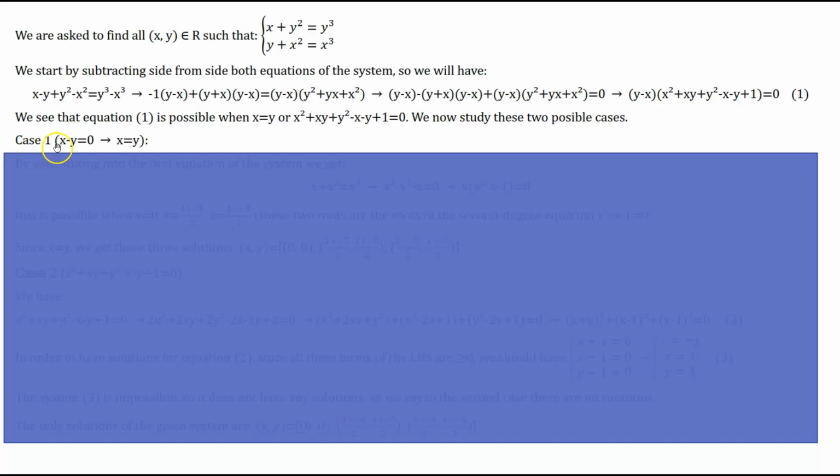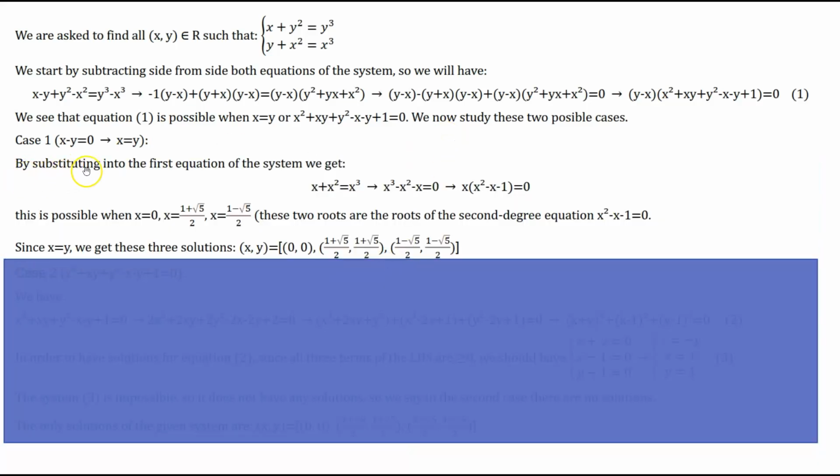The first case is that x minus y is equal to 0, or that x is equal to y. So we substitute this in the first equation of the system, and we will have that x plus x squared is equal to x cubed, or we bring everything to the right-hand side, we will have x cubed minus x squared minus x is equal to 0. We factorize x, and we will have x which multiplies x squared minus x minus 1 is equal to 0. And this is only possible for the values of x is equal to 0.